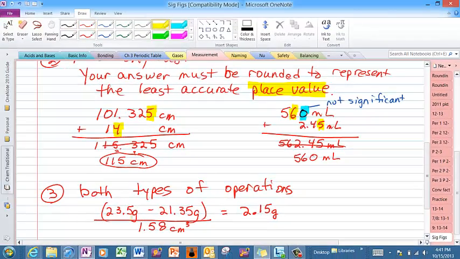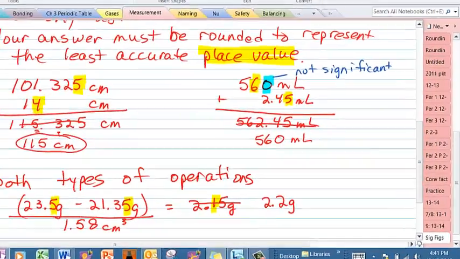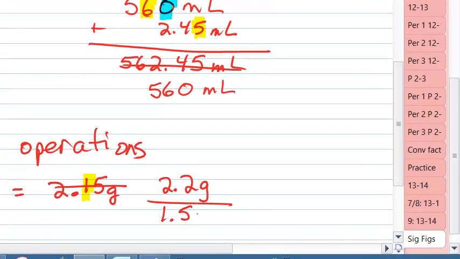And remember, my addition-subtraction rule is the rule of place value. That goes to the tenths place. This one always goes to the hundredths place. The least accurate one is the tenths place. So before I even move on and divide, I need to round it. The reason I'm stopping and rounding before continuing is that I'm changing my operation type. I had a subtraction, then I want to divide. You'll get a different answer if you leave 2.15 in your calculator before you divide by 1.58. You must stop and round if you're changing operation type.